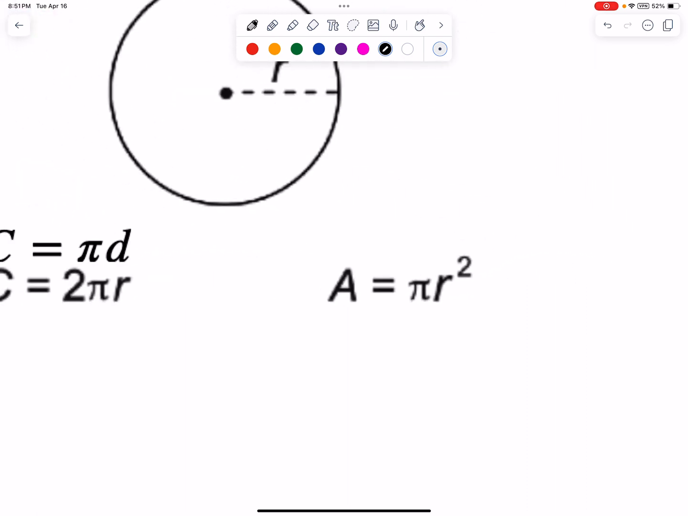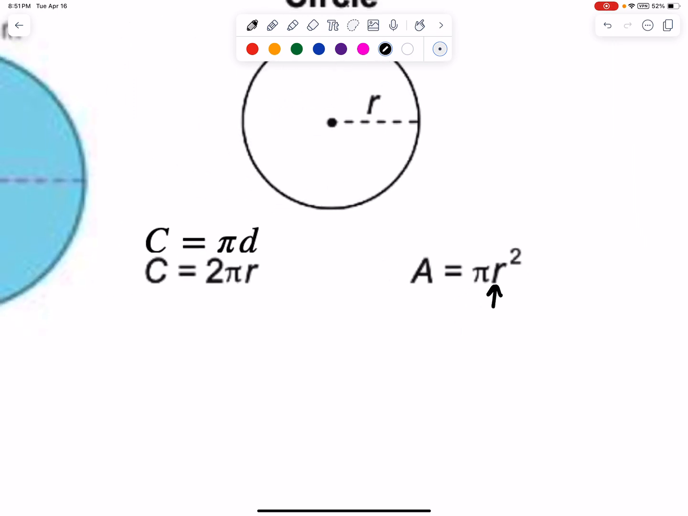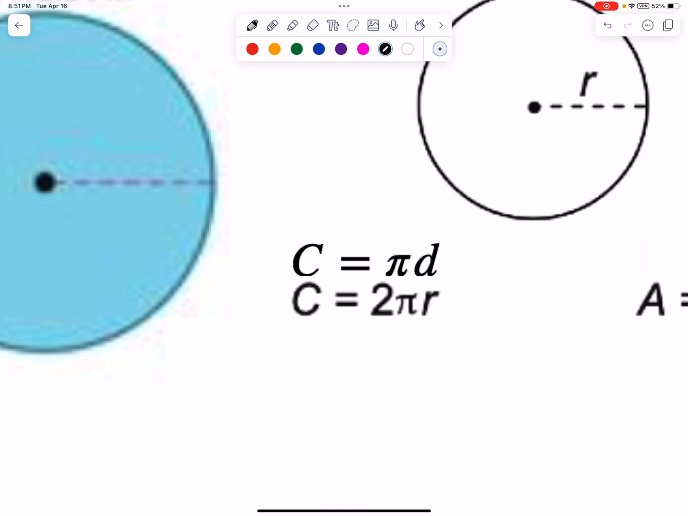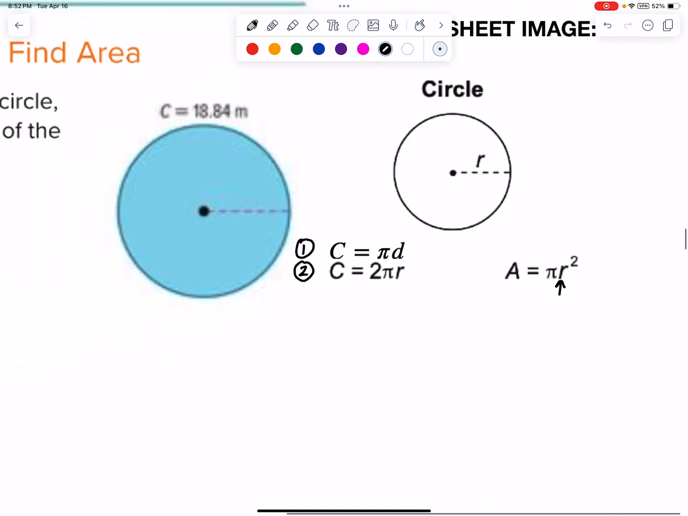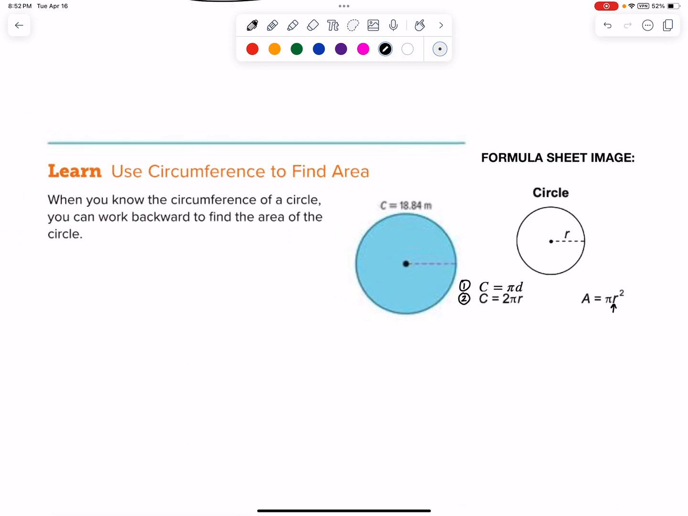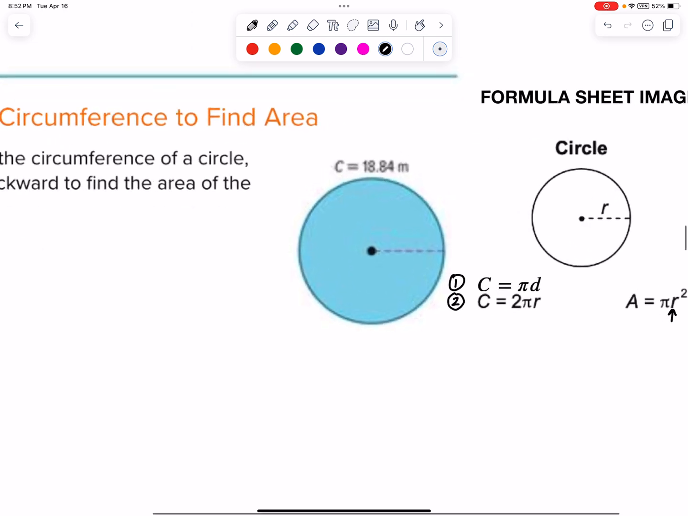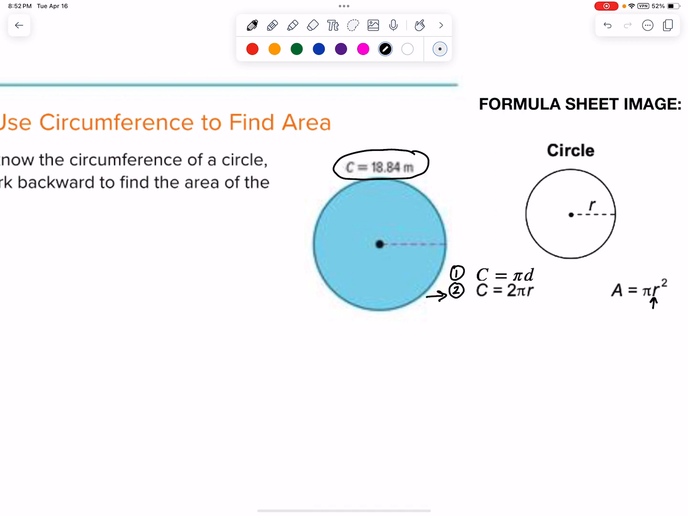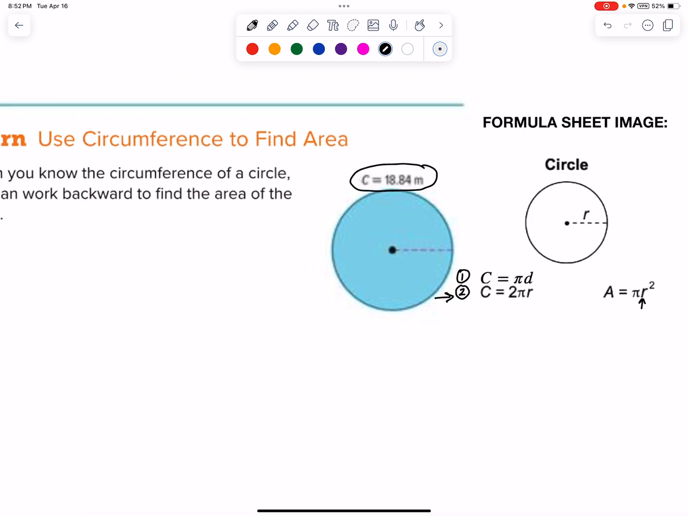Well, to find area, what variable do I need? I need to find the radius, okay? So if I know the circumference, which one of these am I going to use, okay, to find the radius? Okay, well, option number 2, right, the 2 pi r. Okay, so this is where we have to sort of put our work together to get what we need. Okay, so let's go ahead and explore this. When we know the circumference of a circle, you can work backwards to find the area of a circle. So here's the circumference is 18.84. So let's use option 2, because that's how I'll find the radius so I can solve the area.